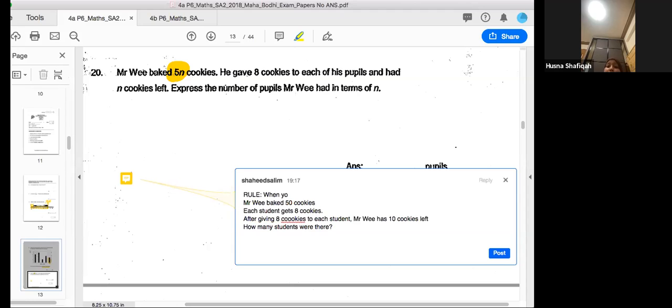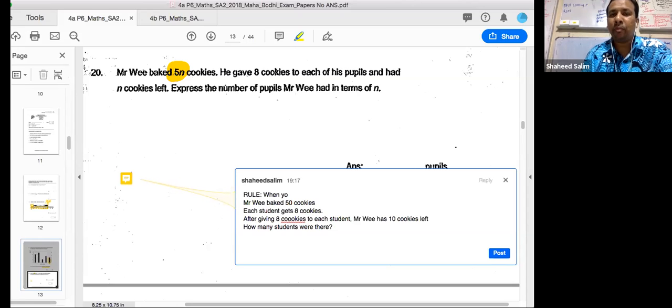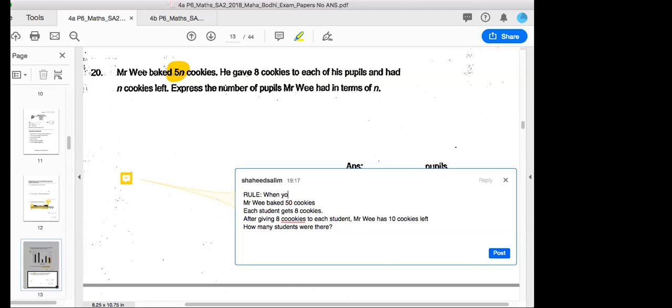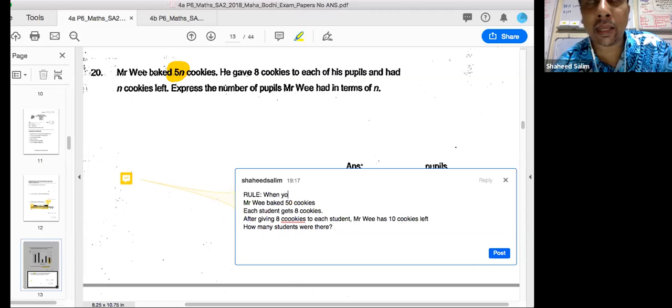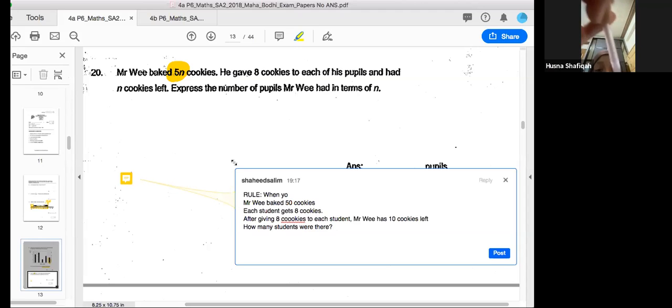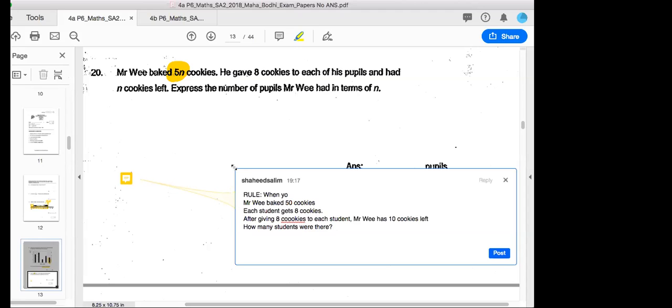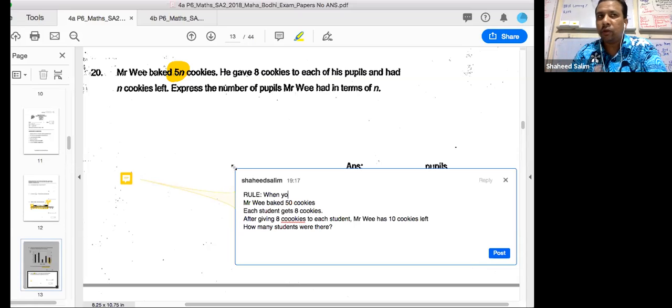Must we plus the 10? What do you do now? How many cookies did he give altogether? After giving, he had 50. At the end, he only got 10. So how many cookies did he give altogether? At first, you got 50. At the end, he got only 10. So 50 minus 10, 40.